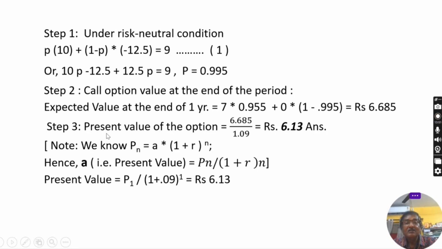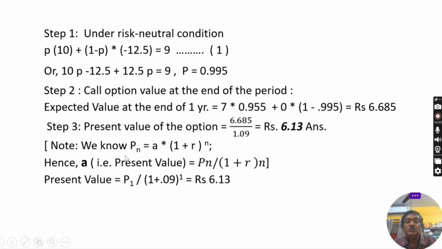Now step 3. You have to convert this to the present value. How will we determine the present value of the call option? This is the call option value at the end of 1 year. We have to discount it, that's why divided by 1.09, as it is a 9% discount rate. The current value will be 6.13, the answer. Why are you dividing this? That I am going to discuss again.